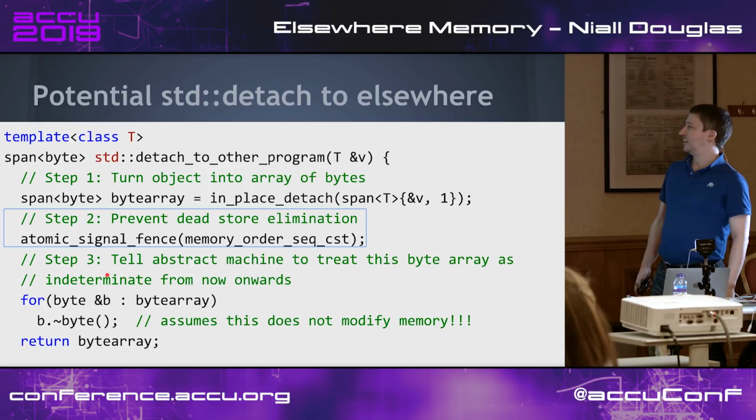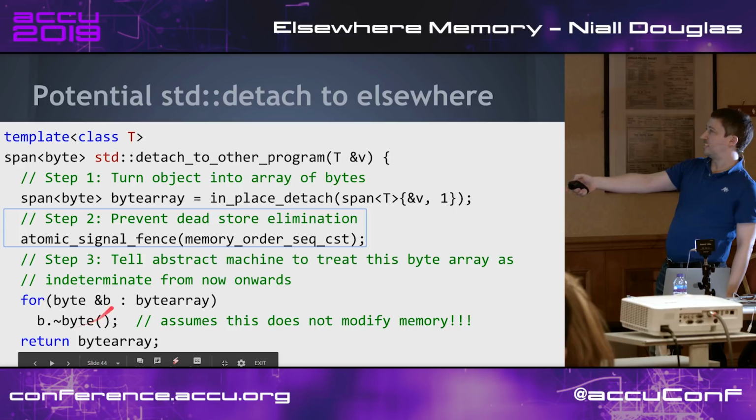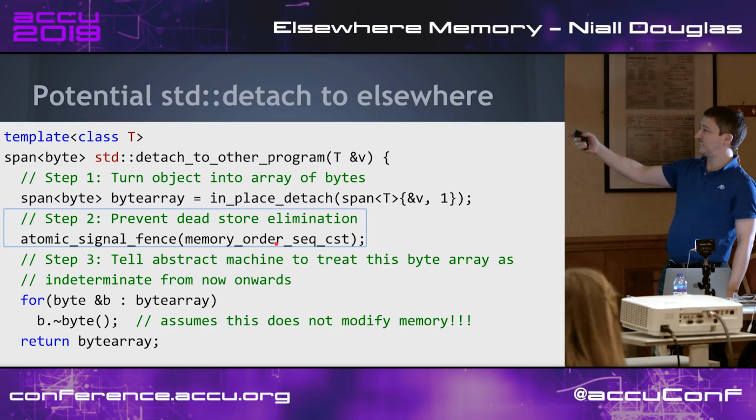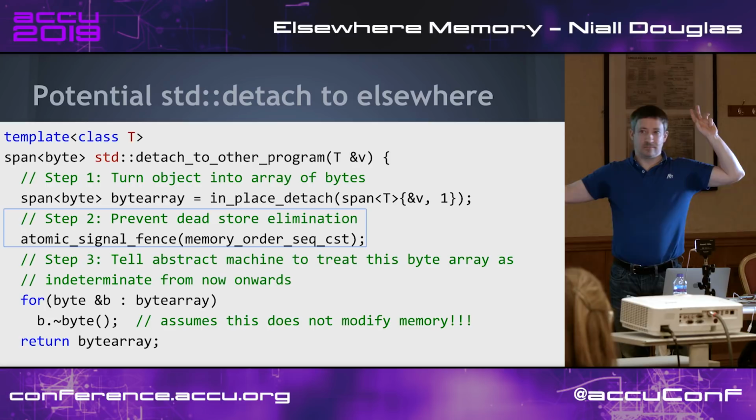And I think that is sufficient to detach an object, get it into a byte array, and make sure the byte array is fully written, because if you didn't, when you call the destructor down here, you're going to cause dead store elimination if you don't have the atomic signal fence. So I think this is sufficient to make an object in shared memory available to another C++ program. Does anyone think that it wouldn't? No? Okay, cool.